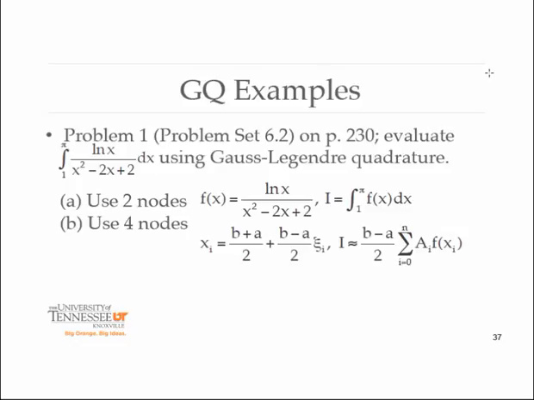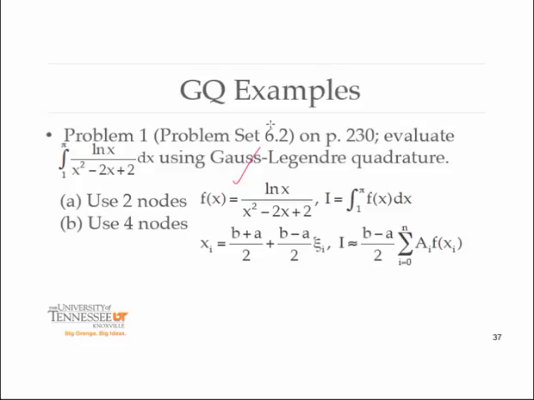To use Gauss-Legendre in this case, the weighting function is just a constant 1, so f of x must be everything inside the integral. So f of x is indeed ln of x over that quadratic. And again, we are trying to integrate from 1 to pi of f of x dx.